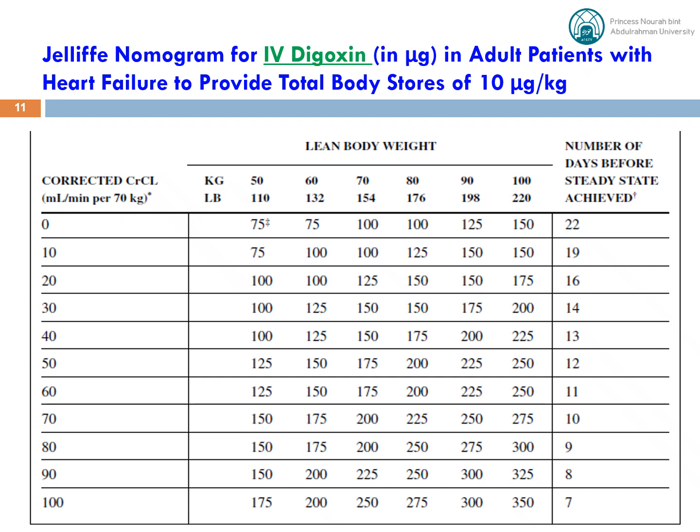Dear students, if you go back to the previous slide for the 70 kilograms to compare when we have zero creatinine clearance, the 70 kilogram body weight, the dose will be reduced further to 125 microgram oral digoxin dose per day with 22 days to achieve a steady state concentration.